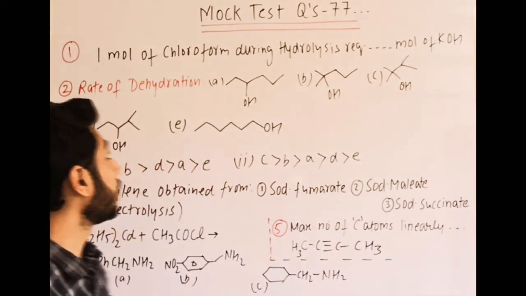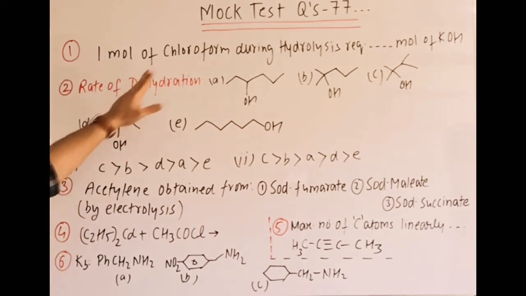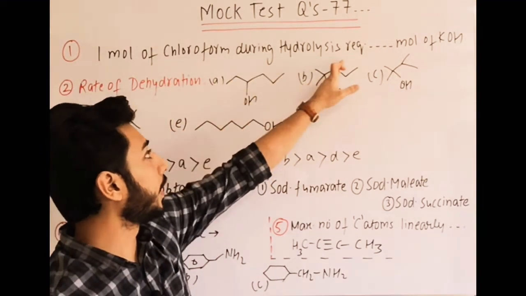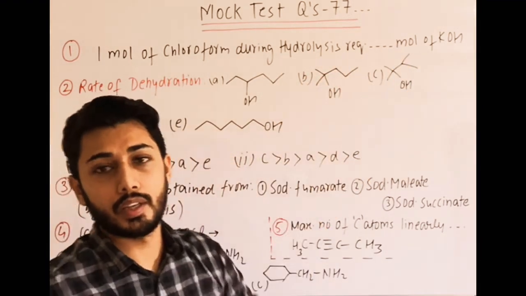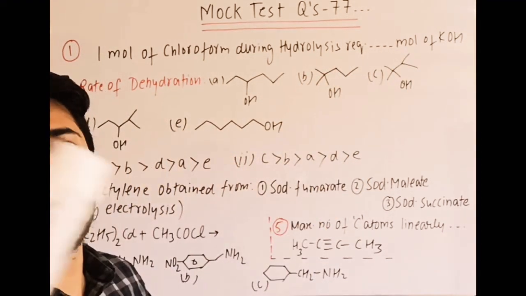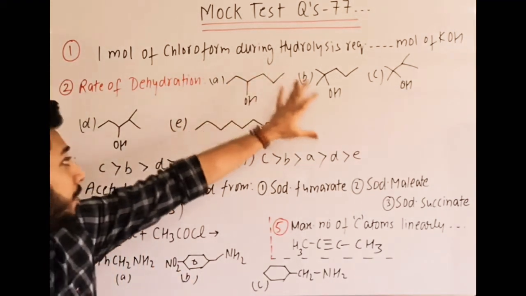Now starting with question number 1. Question number 1 is: 1 mole of chloroform during hydrolysis requires dash moles of KOH. You have to identify how many moles of KOH are required. Options are not given. The second question is the rate of dehydration among them A, B, C, D, E.